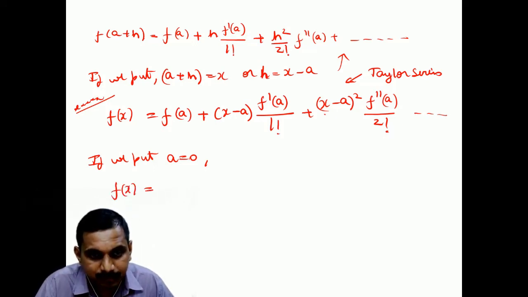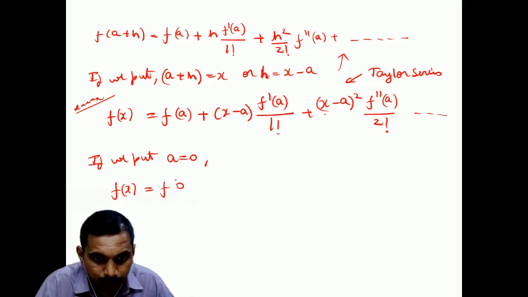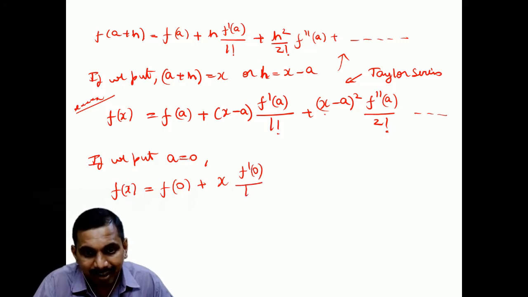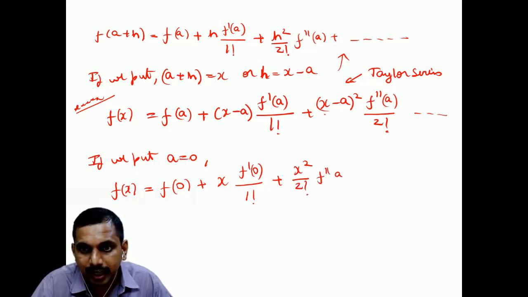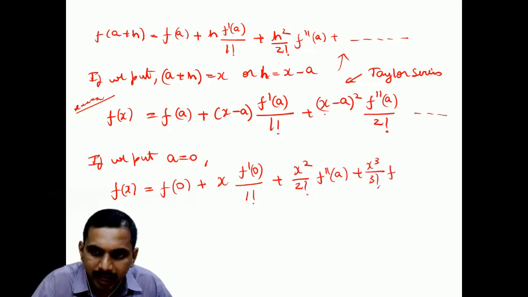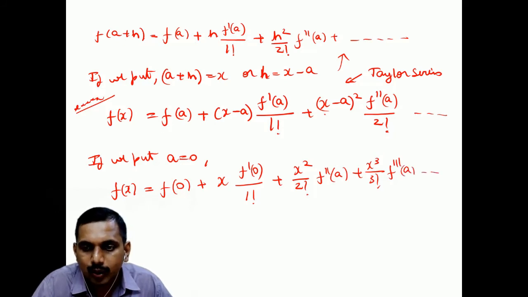f of x is equal to f of 0 plus x into f dash of 0 by 1 factorial, plus x square by 2 factorial into f double dash of 0, plus x cube by 3 factorial into f triple dash of 0, and so on. This is called the Maclaurin series.